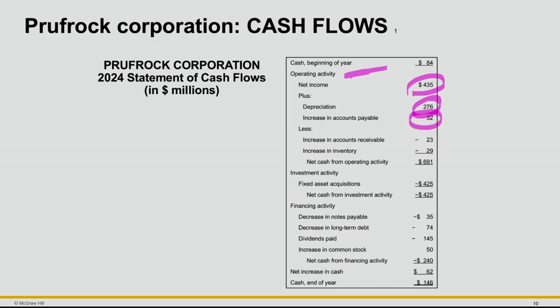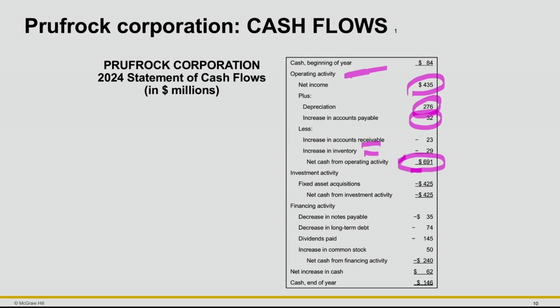The reason we have accounts payable is that we have purchased inventory or other items for the company, and we've been extended credit by the vendor, the supplier of those things, minus the accounts receivable increase and the increase in inventory. So now we have net cash from operating activities of $691 million. And that's a positive. That would be a cash inflow to the firm.